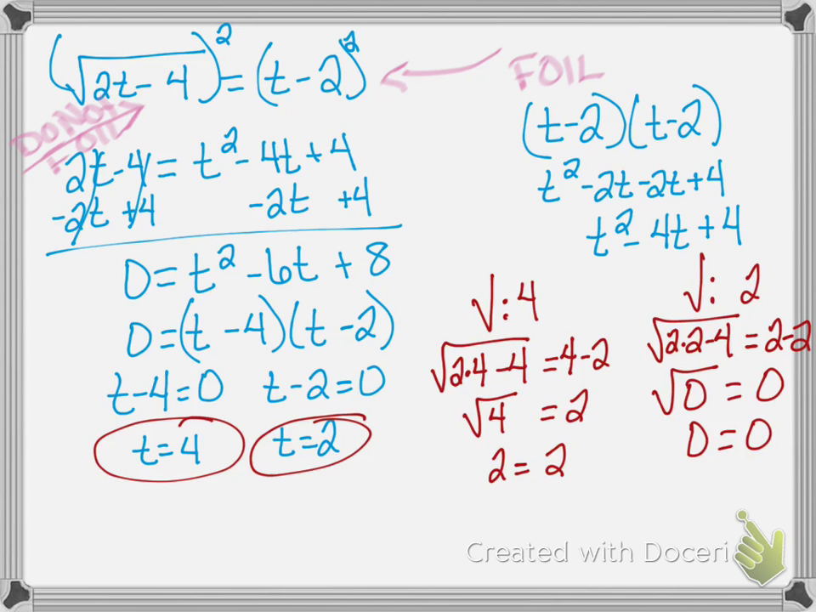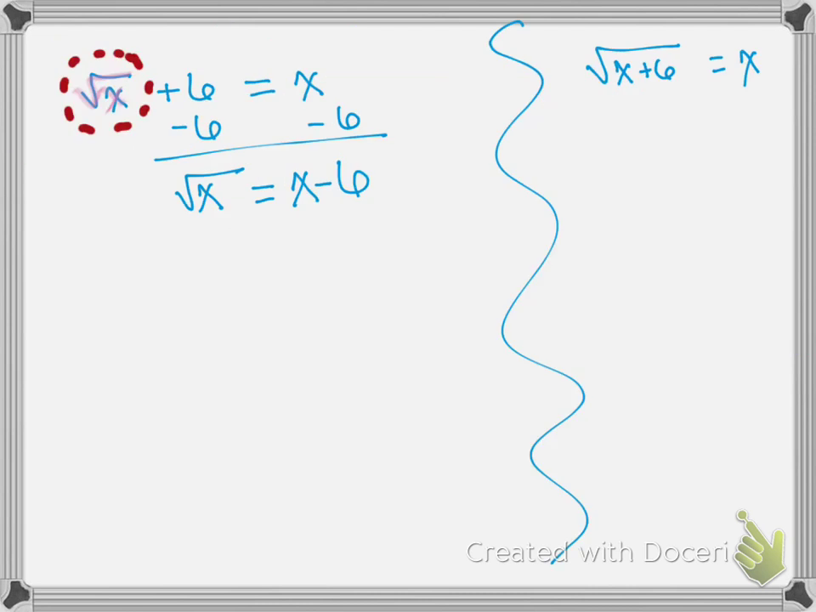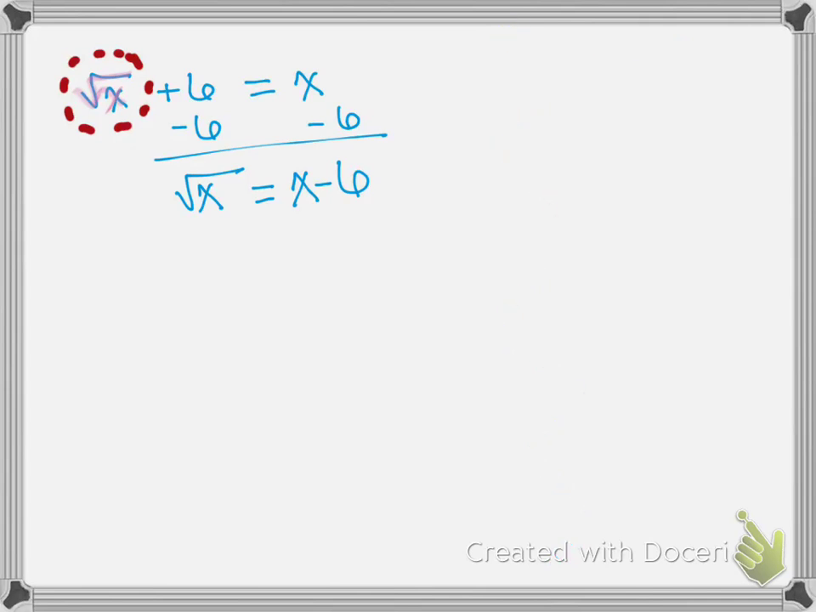Can we do the next one? I know we started talking about the next one. I just wanted you to see the difference between those two. So now what you're going to do is we are going to FOIL both of these. We've already isolated our square root of x, so now we're going to square both sides.